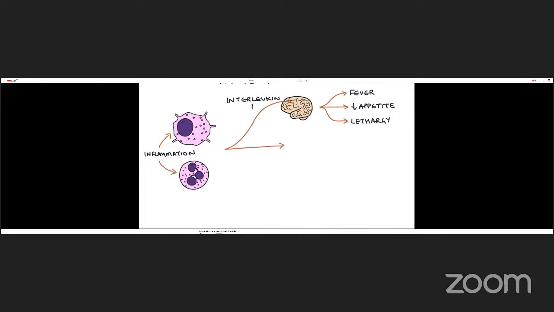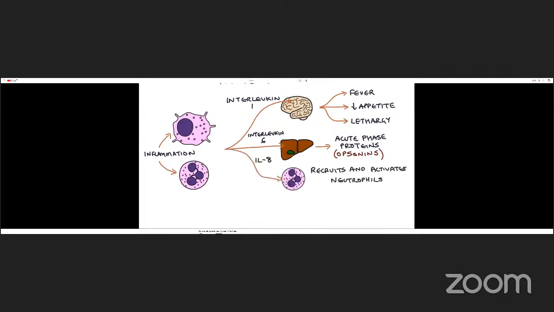It also involves sending interleukin-6 to the liver to produce acute phase proteins that act as something called opsonins. And remember this word because we'll talk about opsonins in a minute. Additionally, interleukin-8 is released that recruits and activates more neutrophils. Interleukin-2 and 12 activate natural killer cells, and tumor necrosis factor alpha is released that does all of these effects by itself.